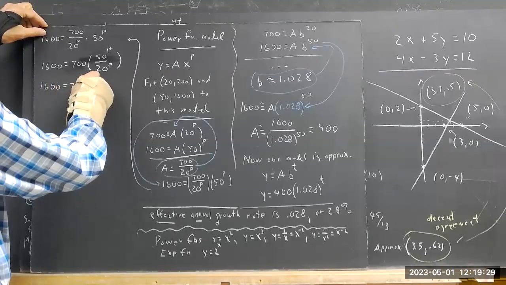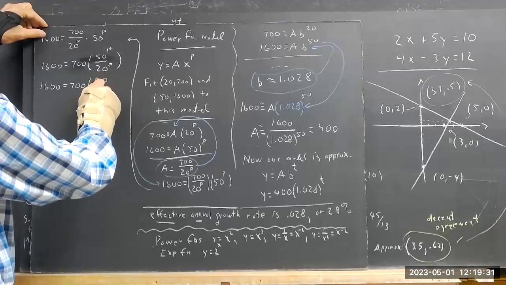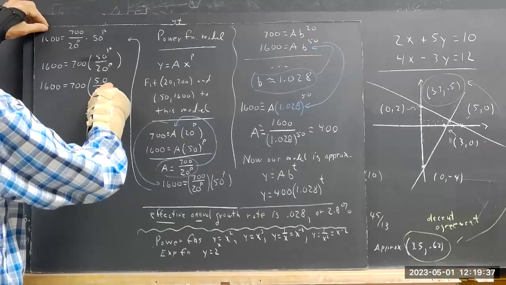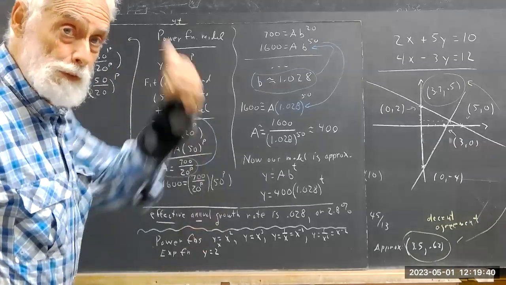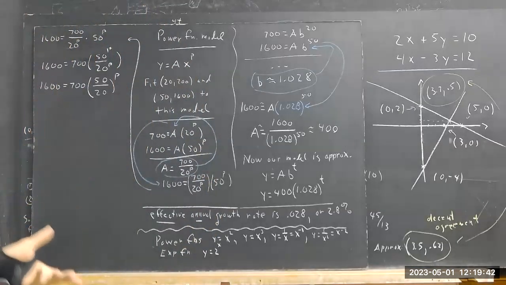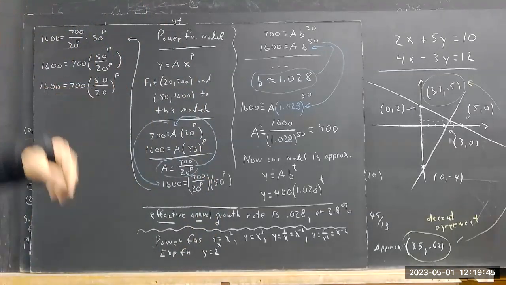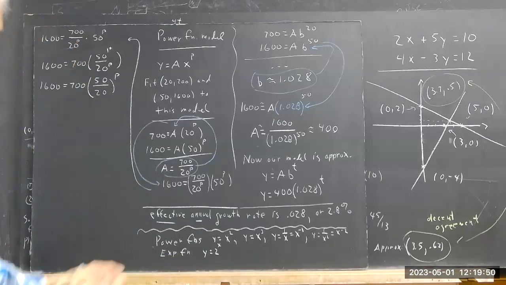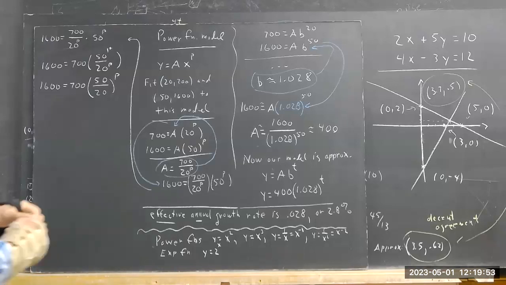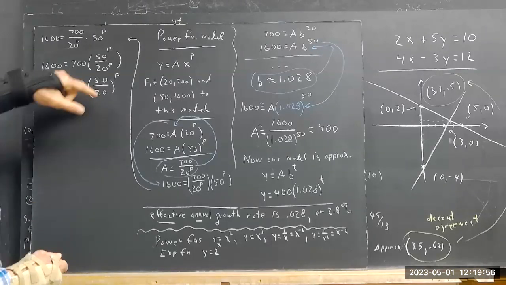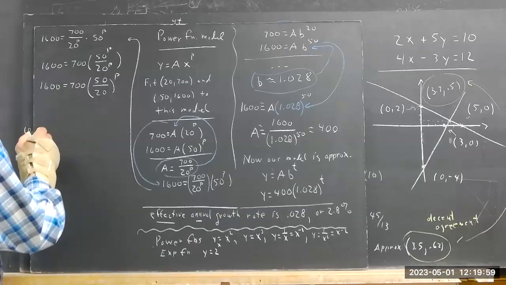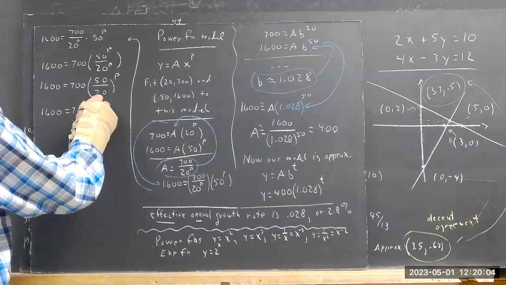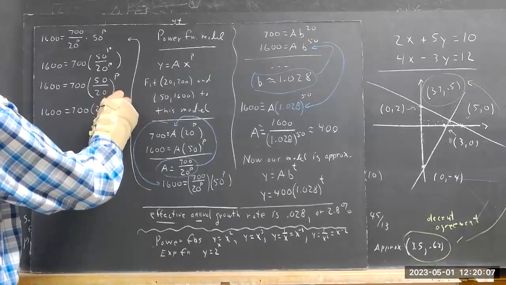Now, the rules of exponents: 50 to the p over 20 to the p would be both the same power. You write that as 50 over 20 to the p. And you know that rule. You recognize it, you totally believe it. You just didn't think of it right at that time. Well, you can't think of everything, and that's fine. I anticipated that might be the point where you would not be sure what to do. Okay, 1600 equals 700 times 2.5 to the p.